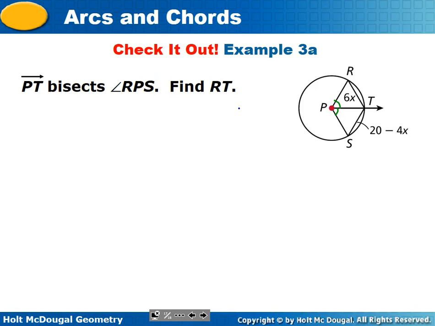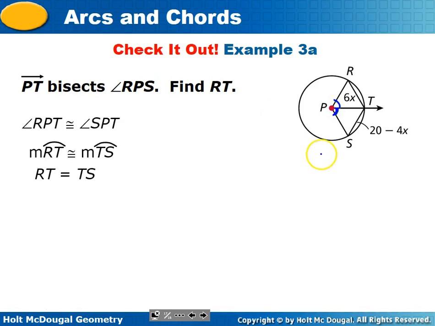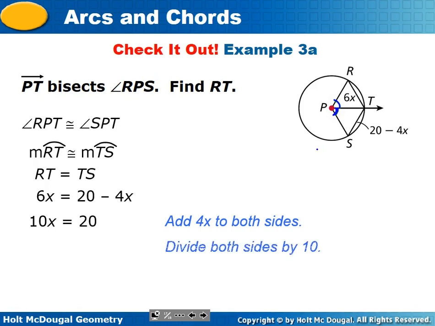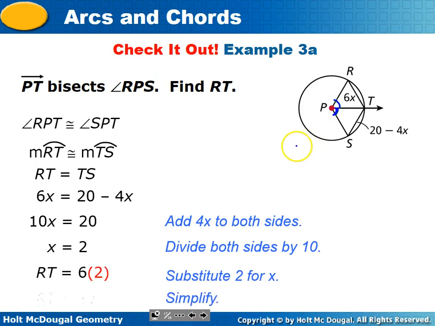Now, you'll notice that I've already got drawn up here that when ray BT bisects angle QPS, it makes those angles congruent, because anytime we bisect something, it creates two equal parts. So if the angles, again, are congruent, then we know that their corresponding chords are congruent. So we're going to set the chords equal to each other. And when we do that, we're going to add 4x to both sides. So that gives us 10x equals 20. Divide both sides by 10. That gives us 2. Plug the 2 back in, and 2 times 6 is indeed 12.